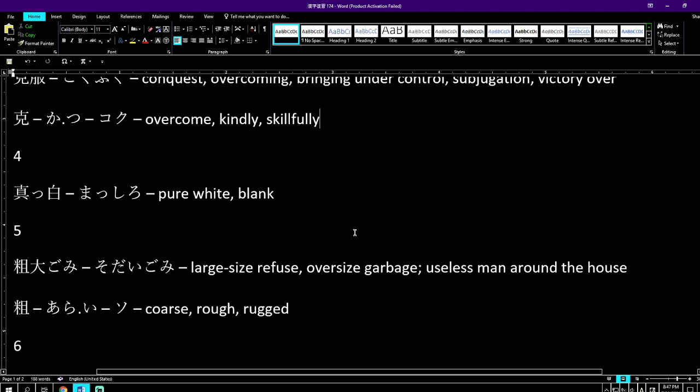Number four is mashiro. Mashiro is pure white or blank. On the left side we have ma, which is reality or truth, and on the right side is white. So pure white meaning there's nothing else in reality other than white. Pure white or blank is mashiro.